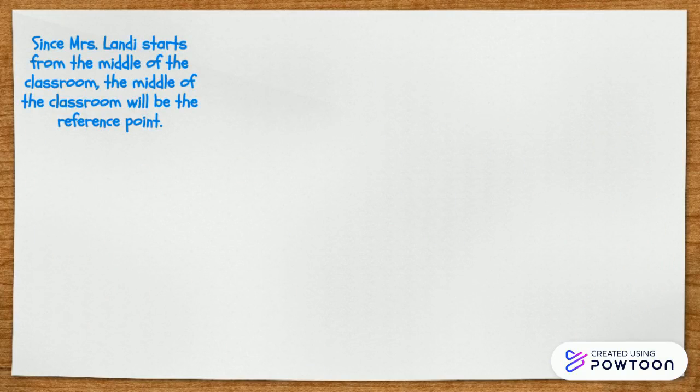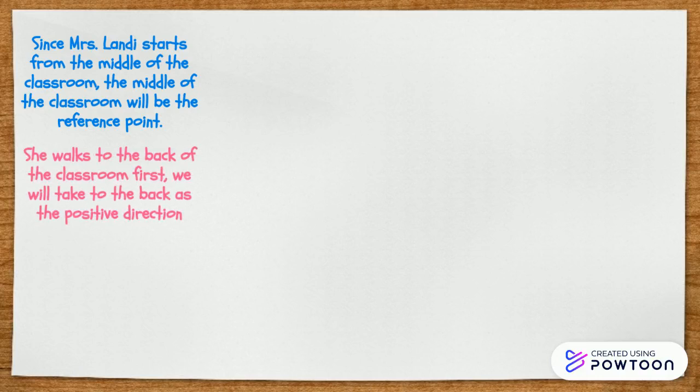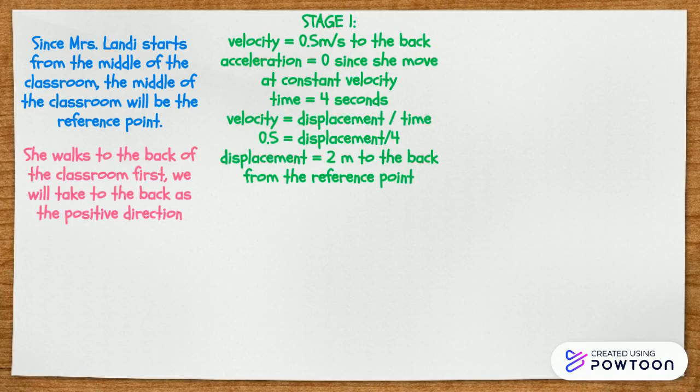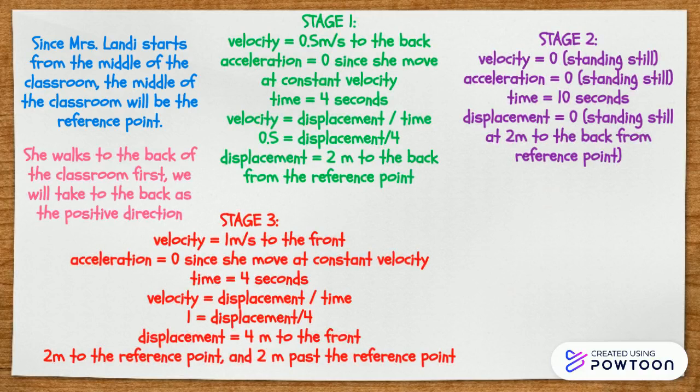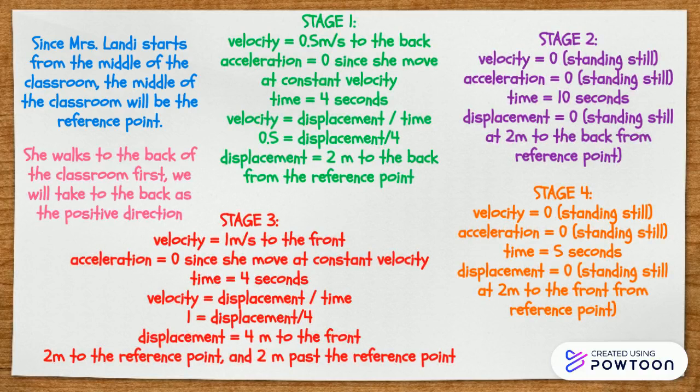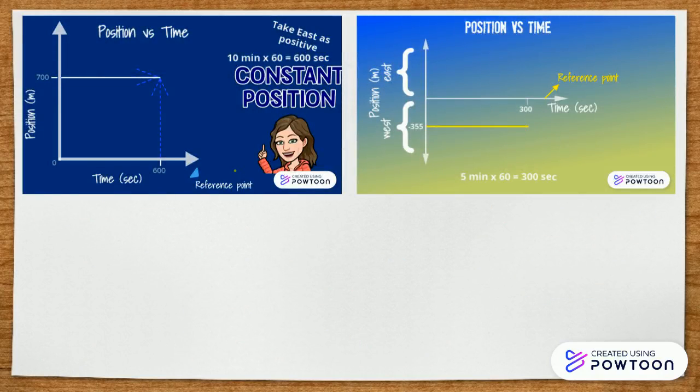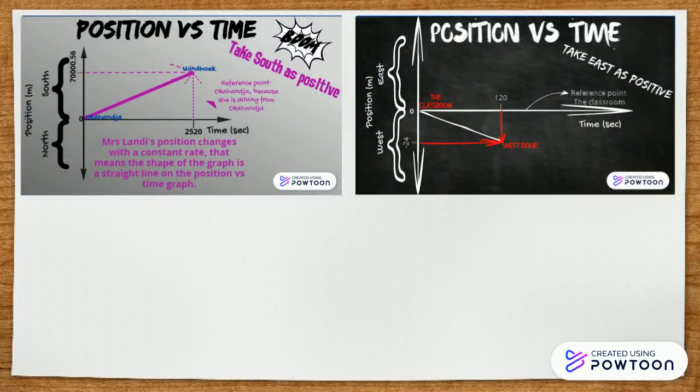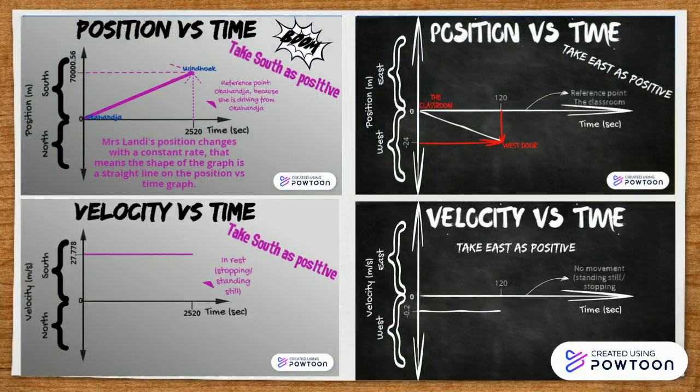Before we draw the graphs, we first need to determine where the reference point is and which direction is the positive direction. We also need to calculate the displacement, velocity, acceleration, and time for each stage. Remember, constant position is represented with a horizontal line on the position time graph, and constant velocity is represented with a straight line on the position time graph and a horizontal line on the velocity time graph.